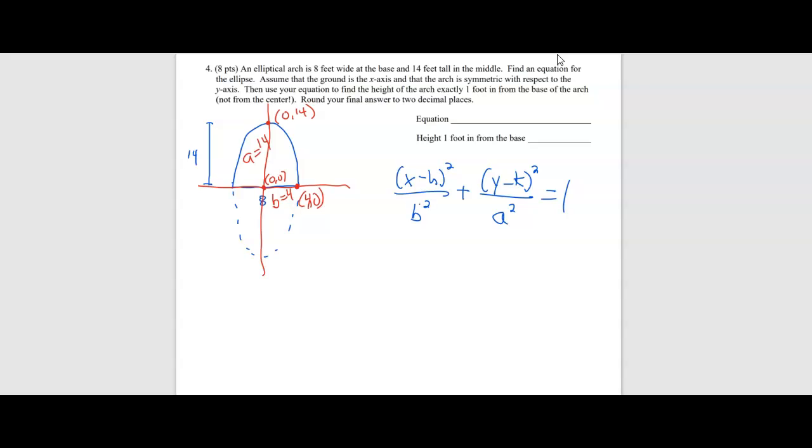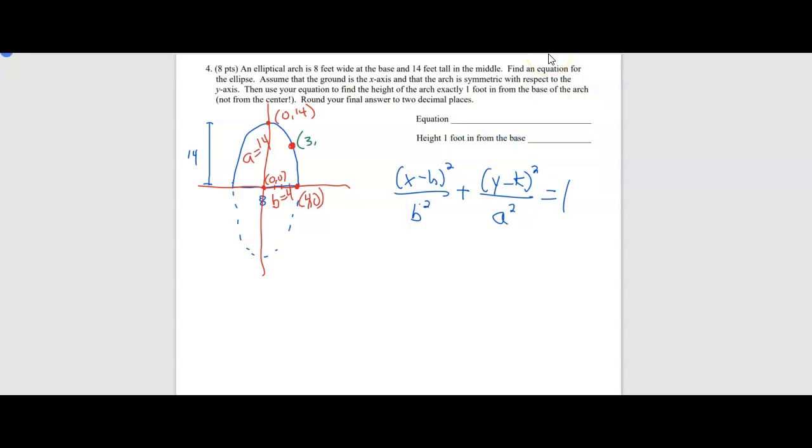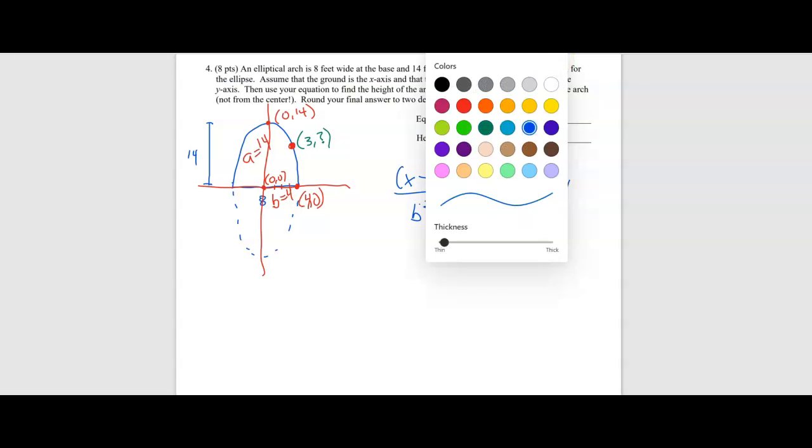So I'm looking for 1, 2, 3, this point right there. This is the point that we're looking for. It is 3, and the height of the arch. We have x, we have y, and I'm just going to use a question mark. All right. Let's see how far we can get into this problem.